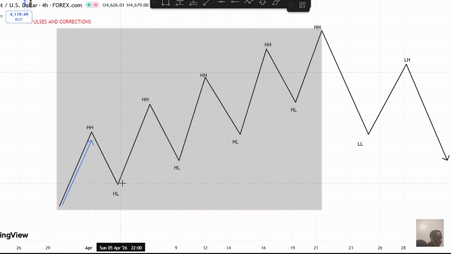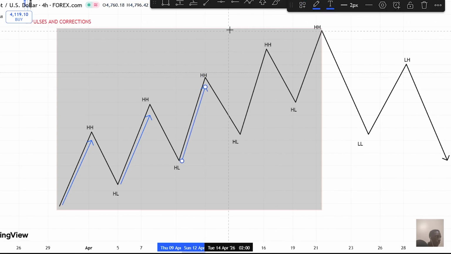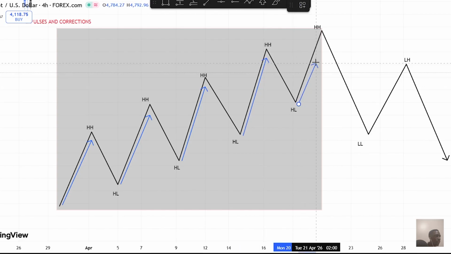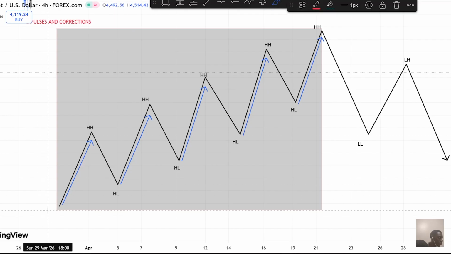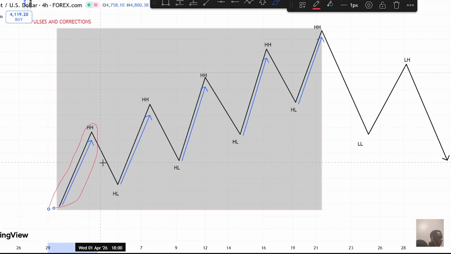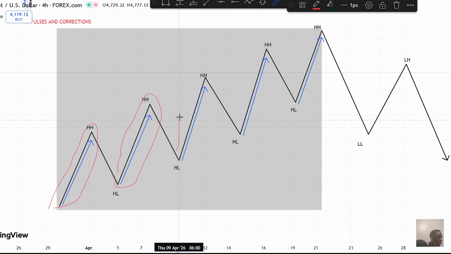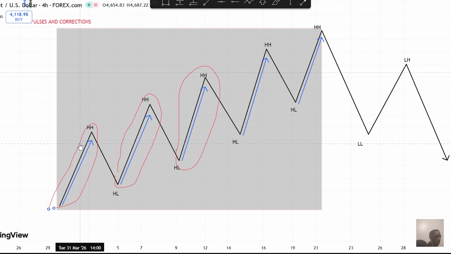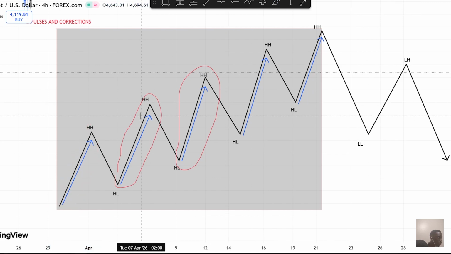Also, this is an impulse. Impulses are literally the pro-trend of the trend. When price is pushing to the upside, we consider this as our impulses, and also these levels here. As you can see, these are our impulsive moves. Our price is pushing to the upside.